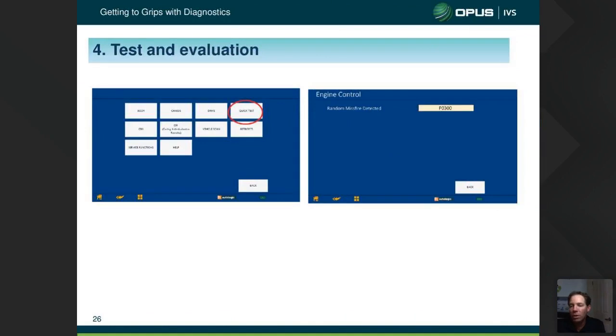Okay, test and evaluation. Here's our quick test. Here's our fault report come back. Here's our DTC, random misfire detected. We've proved it's there.